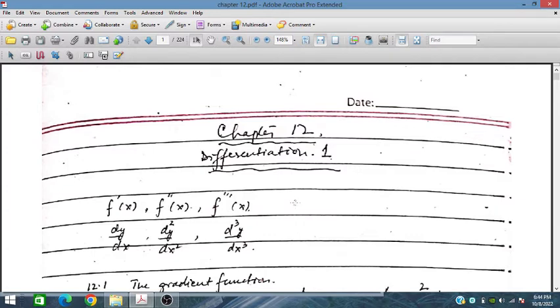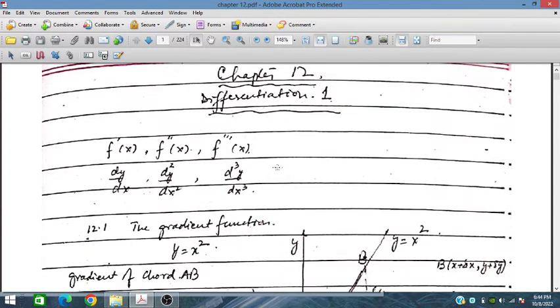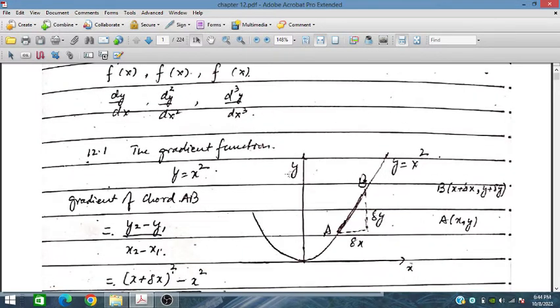Today we are starting chapter 12 on differentiation from the additional mathematics course for O level and IGCSE. In this chapter we'll discuss first order, second order, third order and higher order differentials. First we will discuss the gradient function.